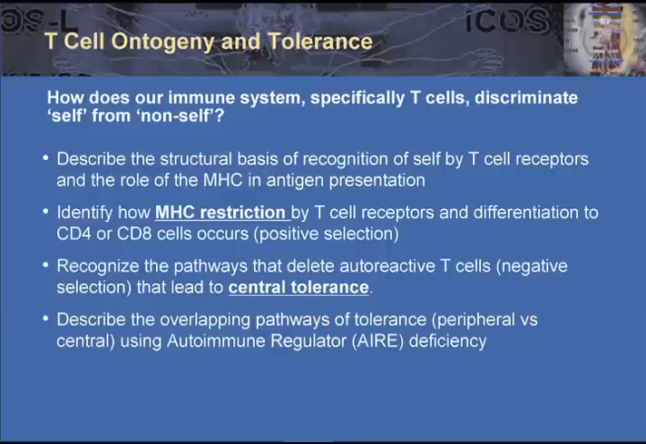So, as we begin our conversation about T-cell ontogeny and tolerance, the central question we have to ask is how does our immune system, specifically our T cells, discriminate self from non-self? And we're going to do this in 4 bullets that have been largely captured in the learning objectives. We're going to first talk about the structural basis of recognition of self by T-cell receptors and the role of the MHC in antigen presentation.